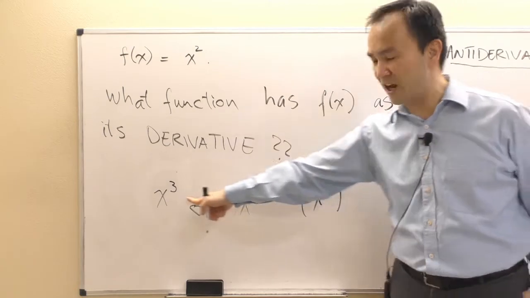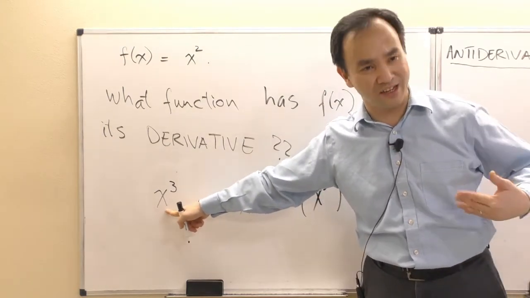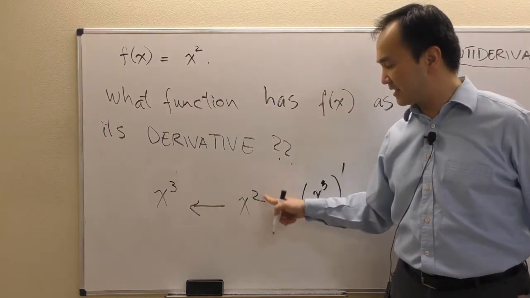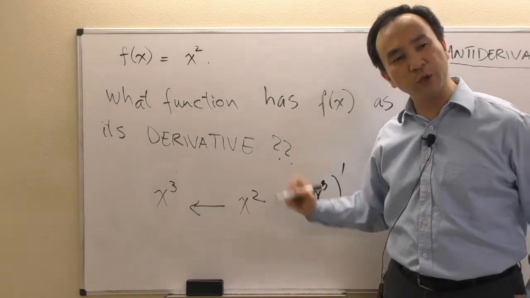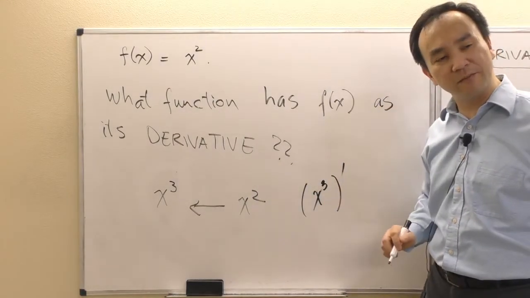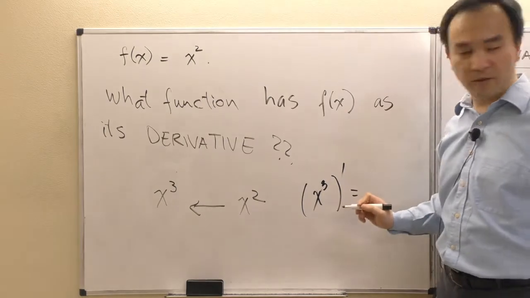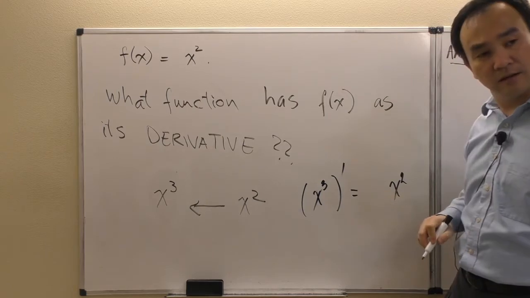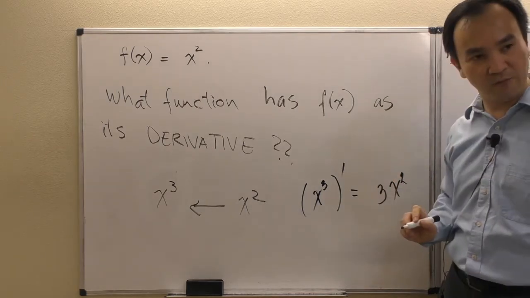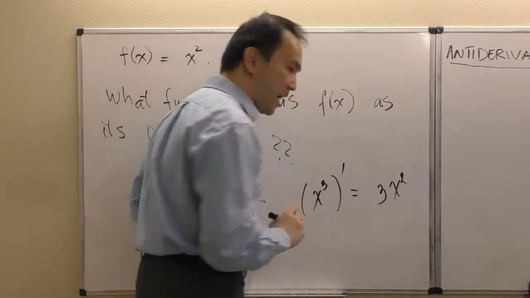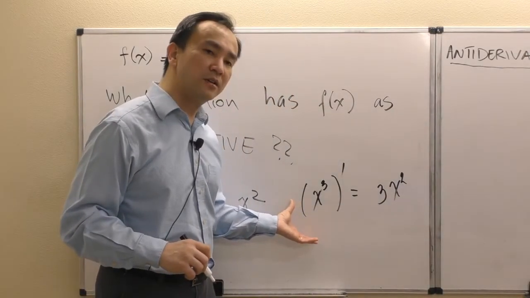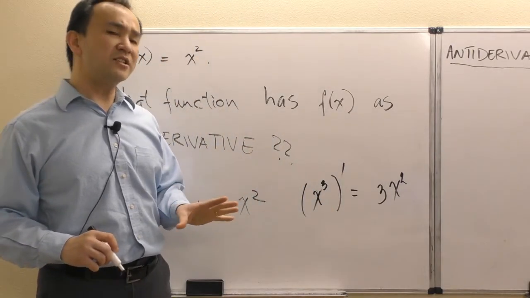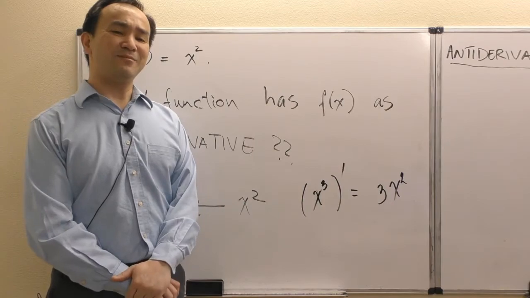Take the derivative of whatever we think is the final answer. If we think the final answer is x cubed, the function having x squared as its derivative, then let's take the derivative of x cubed. The derivative of x cubed is sadly not simply x squared. It's actually 3x squared, if we remind ourselves of the power rule we learned back when we were doing derivatives. So something is still not quite there yet.